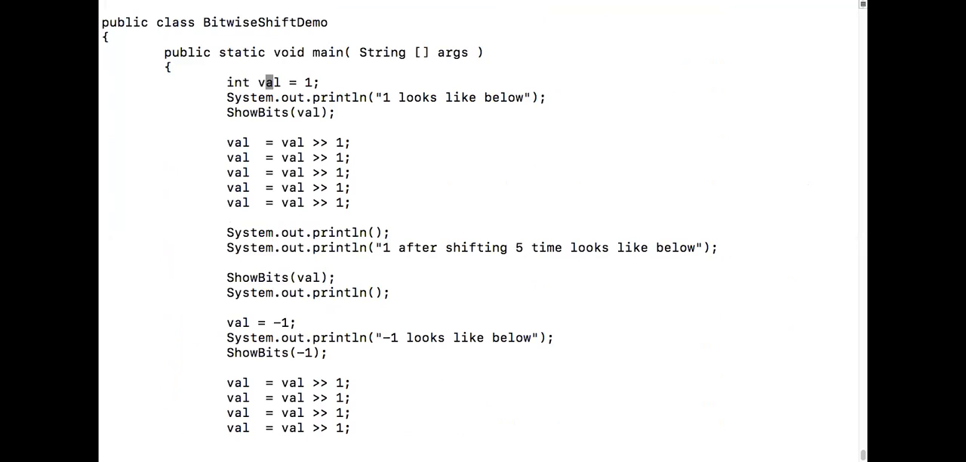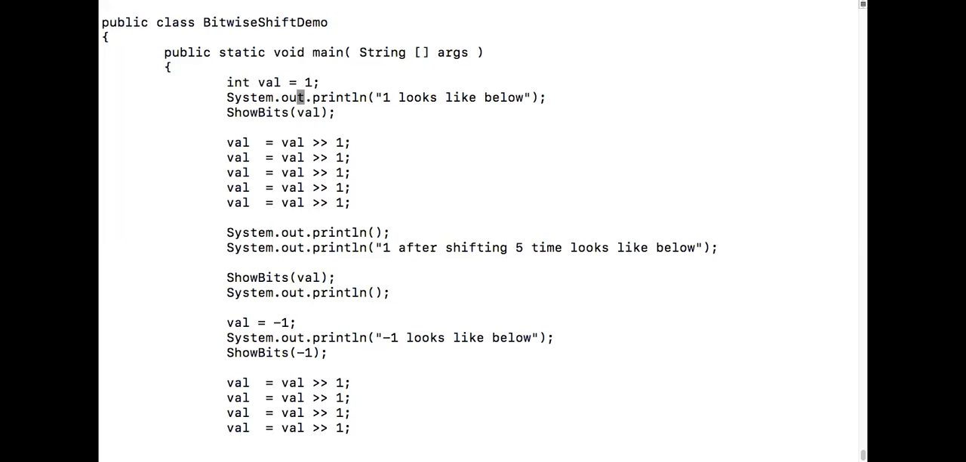Okay, so what is the value of 1 over here? What is the value that I've stored in val? What is the number that I stored in val? 1. So I've written that 1 looks like below, and I've written a method called show bits, which will take this value. I think you might not understand these things because I've written methods and all that, and you will ask me to repeat. It is not needed.